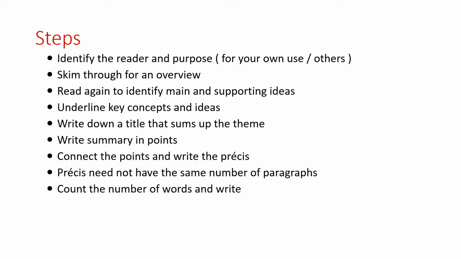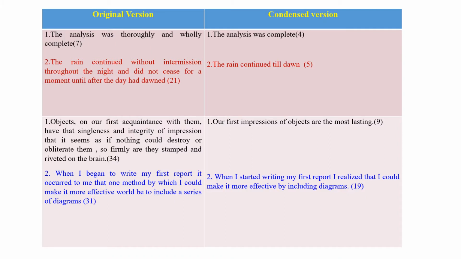Now, for example, we can see the two blocks. In one block, it's written original version and in the second, condensed version. In the original version, we will find that the first sentence is like the analysis was thoroughly and wholly complete. Now this sentence comprises 7 words. But in the condensed version, if I condense this original sentence and write it like this, the analysis was complete. So the meaning is not lost. But I'm able to put that idea in merely 4 words. So this is what brevity is. That you are not losing the original idea, but in fewer words we are able to tell the entire meaning.